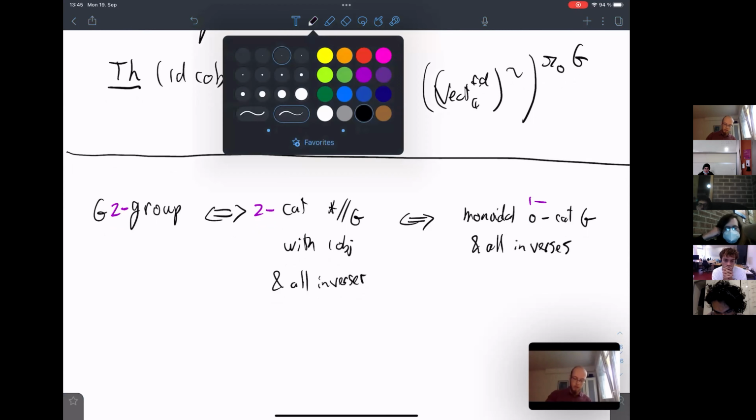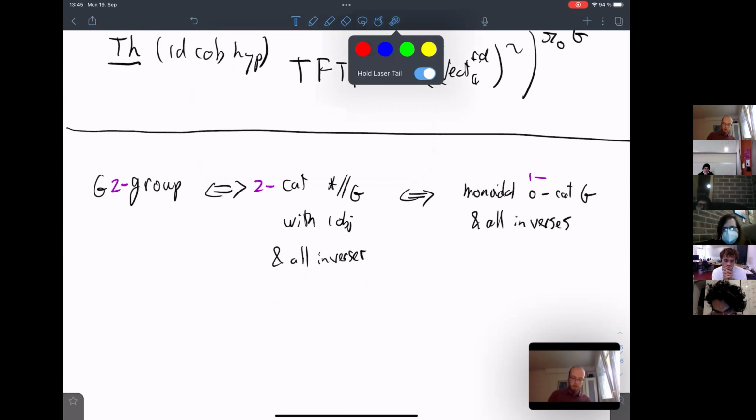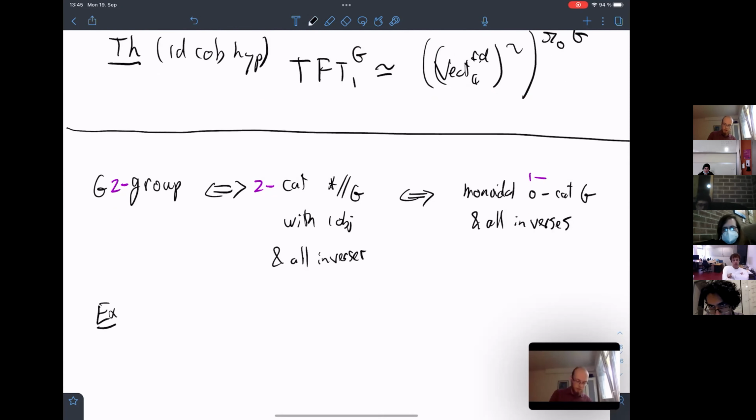So what's the main example with the above geometry in mind? If you have a topological group, then its fundamental groupoid is a 2 group.